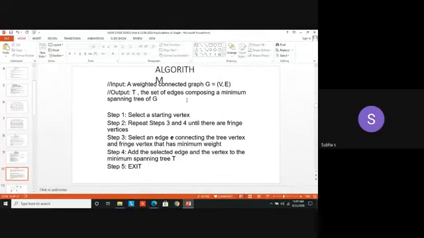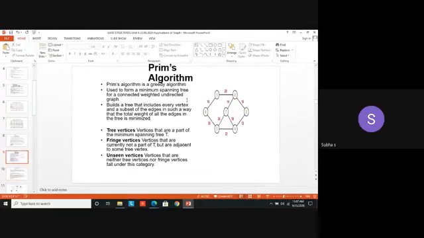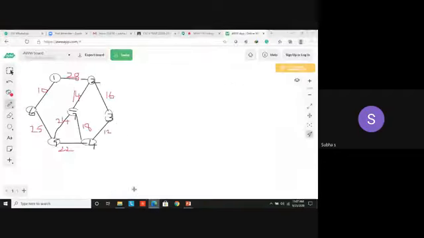Select any one vertex and you have to connect the tree vertex. Tree vertex means the vertices that are part of the minimum spanning tree. I think I don't want to confuse all these things. We can move directly to the example. Yes. Now we are going to apply Prim's algorithm for this one.